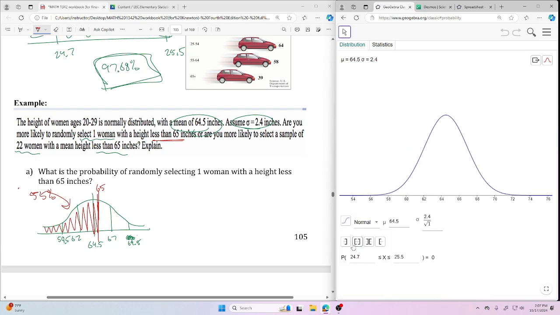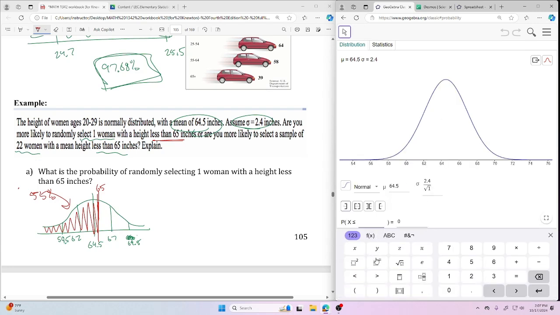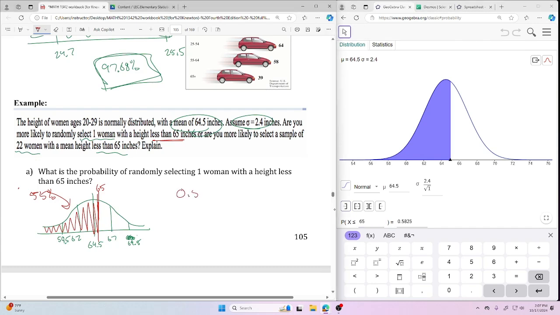And then I'm going to do less than the 65. And look, that picture looks about right. Whoa, pretty close. It turned out to be 58.25. Do you see the strength of approximating this stuff ahead of time? I now know if I'm going to be way right or way wrong.